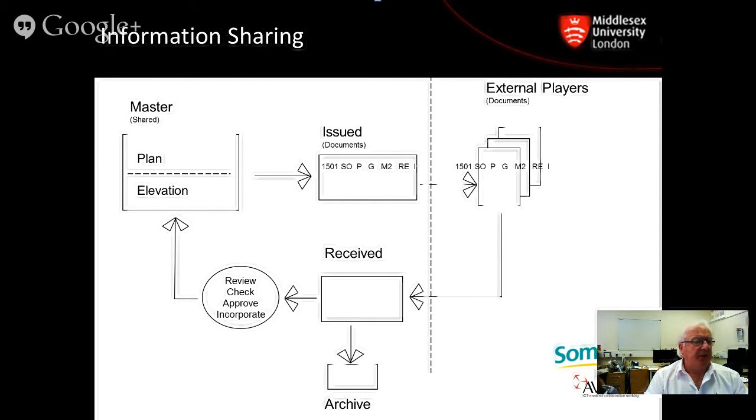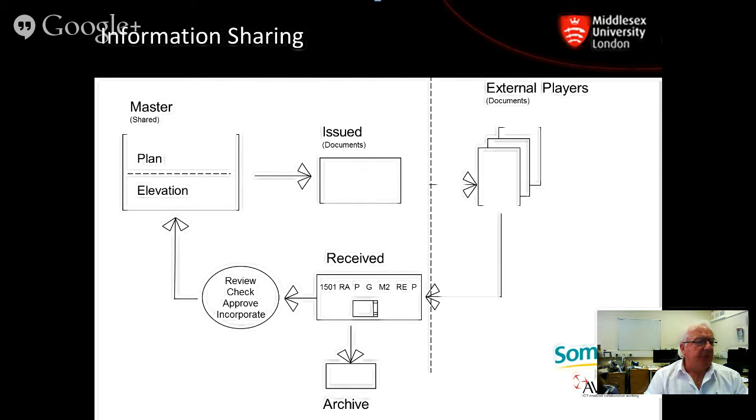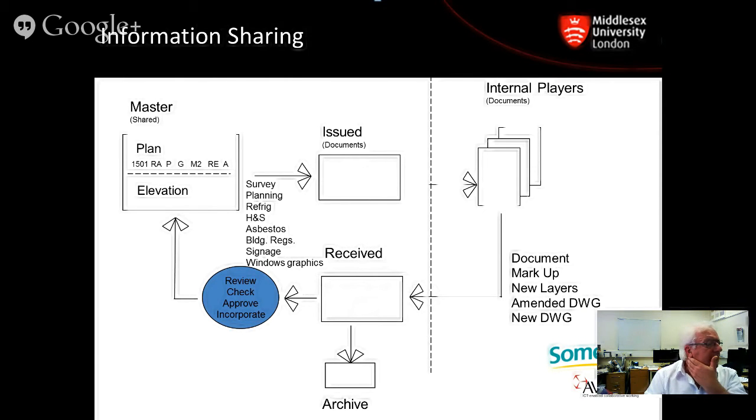The external player, in this case refrigeration engineers, do what they have to do and send it back to Summerfield, and it's got status P now for proposed. It's checked, reviewed, approved through a particular process, a more detailed process, like we had for gathering the information, a big drill-down process, checked, reviewed, and then incorporated back into the master plan. A for approved status at the end there.